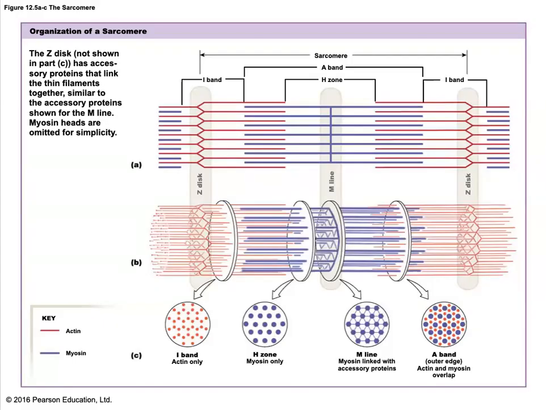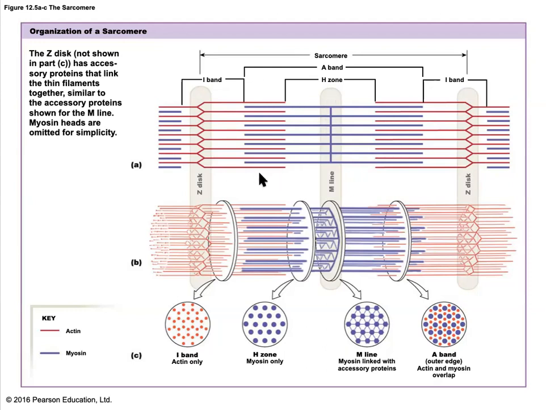So this is an illustration of the different components of a sarcomere. A sarcomere is defined as the region from one Z disc to the next Z disc. Within it, at the center of the sarcomere, is the M line. We've got the thick filament, or myosin, shown in purple, and in red is the actin filament, or thin filament.